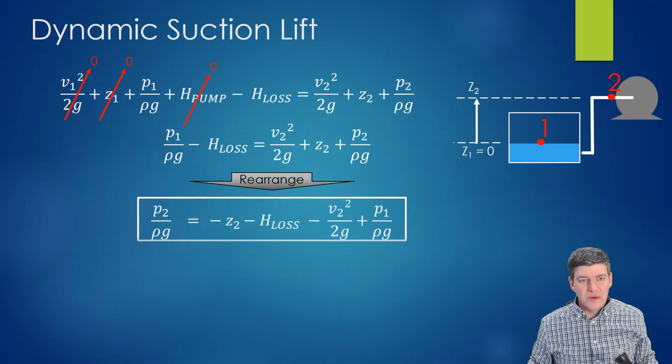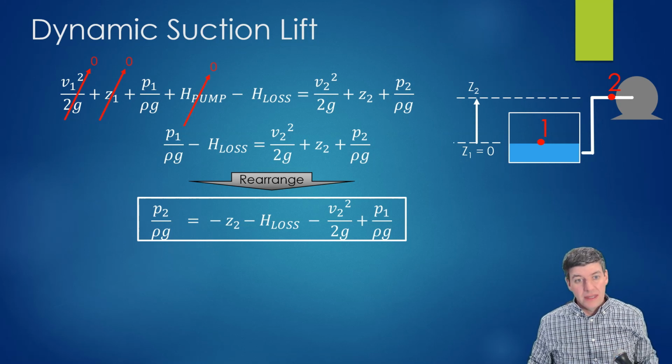If we rearrange these, we can set it so that the P2 term is the one we're solving for. You can notice that we have a whole bunch of negative values: negative Z, negative losses, negative velocity. Generally when a pump has a supply that's below it, it's going to have a negative head leading into that pump. We usually have less than atmospheric pressure because that pump has to provide quite a bit of suction to lift the water out of that reservoir.